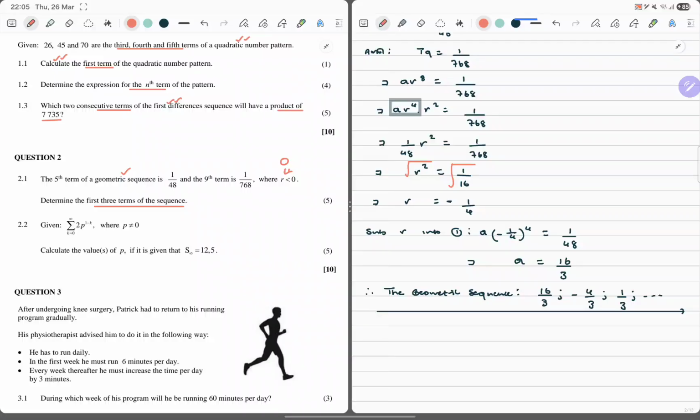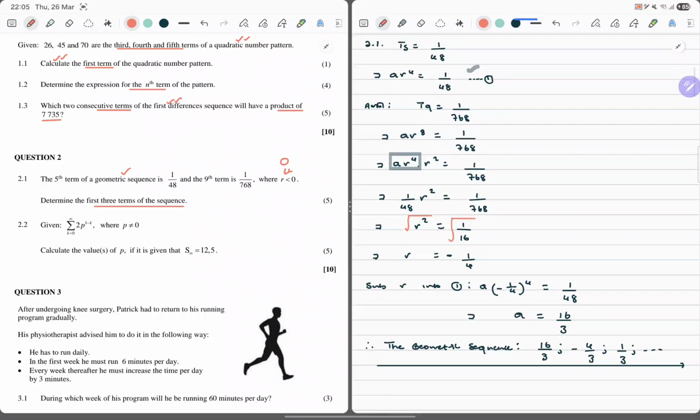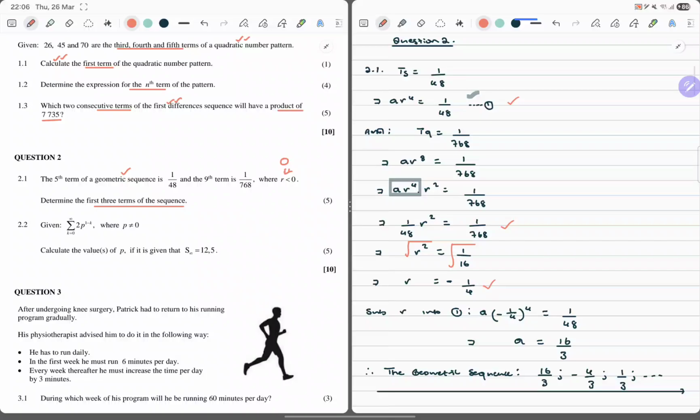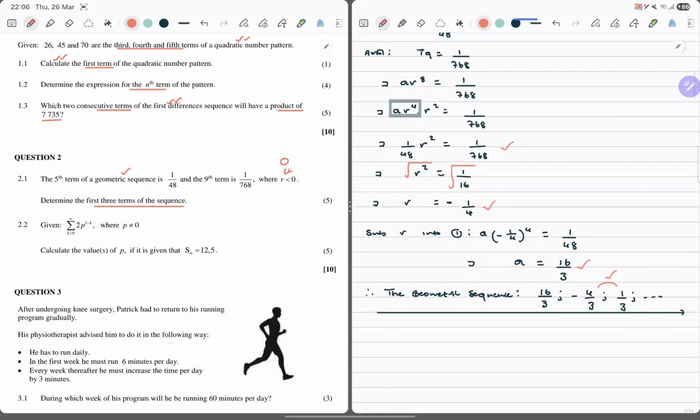Nice and easy. So how many marks was this? 5. Okay, so we get our mark when we substitute. That's 2. We get our third mark. Fourth mark. Okay, so these two we can combine. It's not a big deal. So we've got 1, 2, 3, 4, 5. Looks all right.